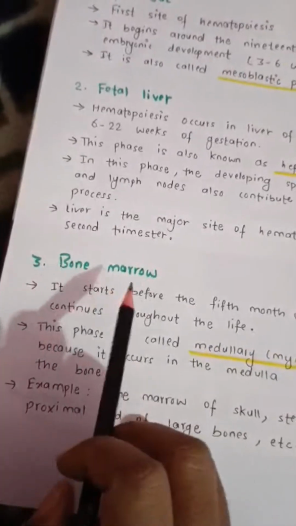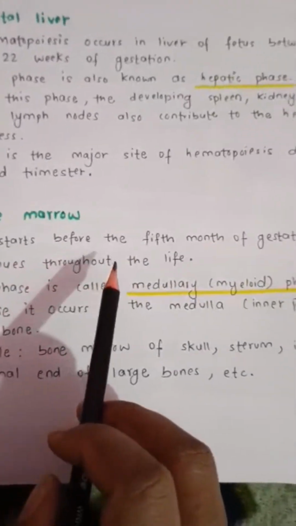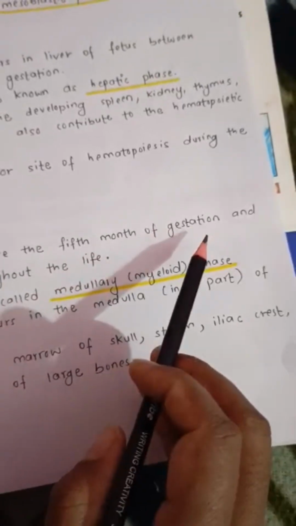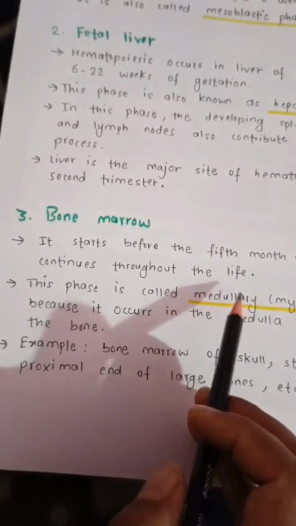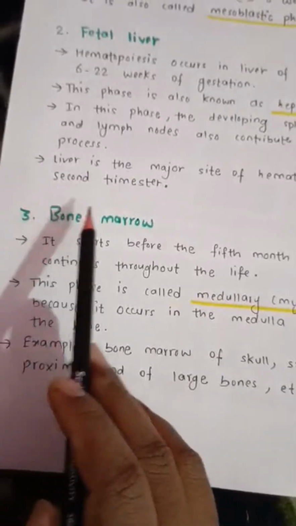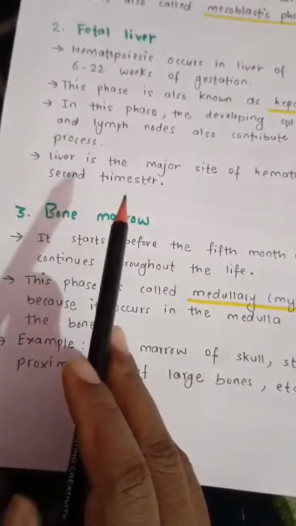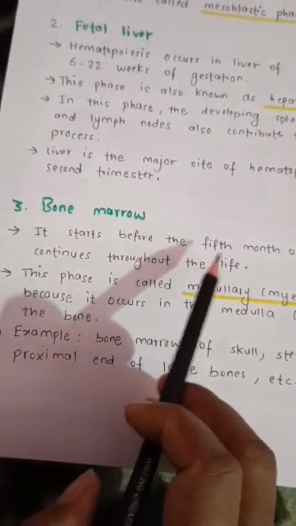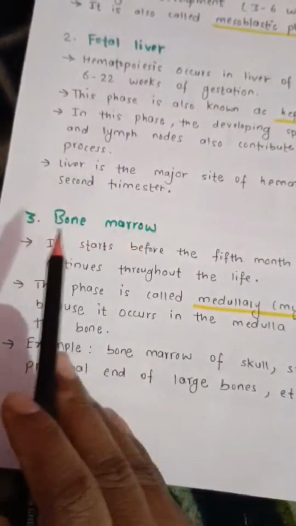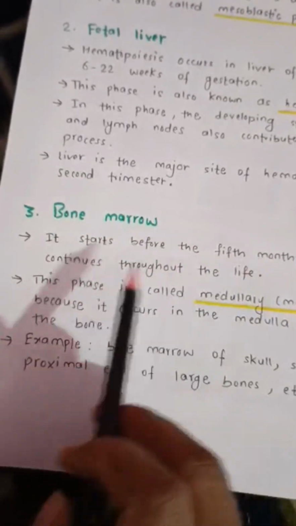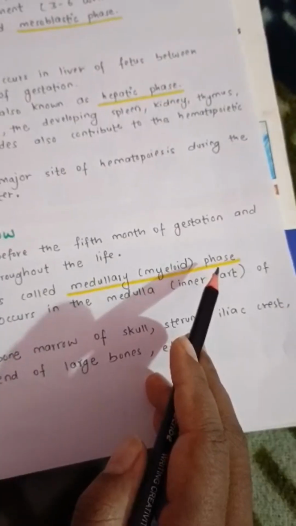And third, we have bone marrow. In bone marrow, hematopoiesis starts before the fifth month of gestation and continues throughout life. That means in adults, bone marrow is the major site of hematopoiesis, which starts during pregnancy, before the fifth month. And once it gets started in the bone marrow, it continues throughout the whole life. And this phase is called the medullary or myeloid phase.